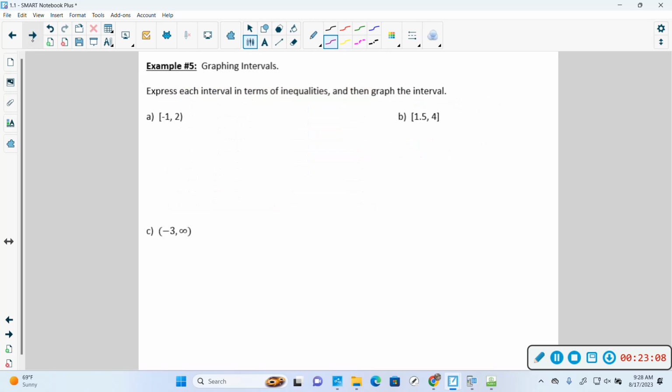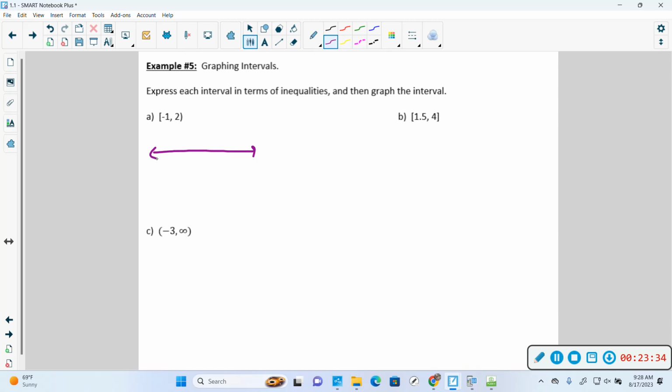So we're going to practice that. Flip the page. Express each interval in terms of inequalities and graph it. Now, I'm going to flip-flop the order of the directions. I think it's easier to graph it first on the number line, and then write out the inequality. So I'm just going to draw my little generic number line here.